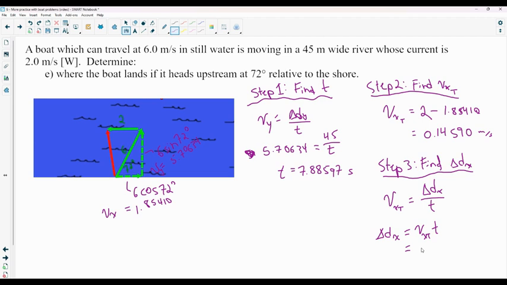Let's plug in our velocity. We found that previously, so that is a really small number. And our time, we found that previously too. Multiply those two numbers together, and we end up with 1.15056. So I kind of ran out of room here, so I'm going to move over here. I'm going to round that off, and I'm going to say, okay, my displacement in the x direction is 1.2 meters, because we round out to 2 sig figs, and our direction is going to be downstream.